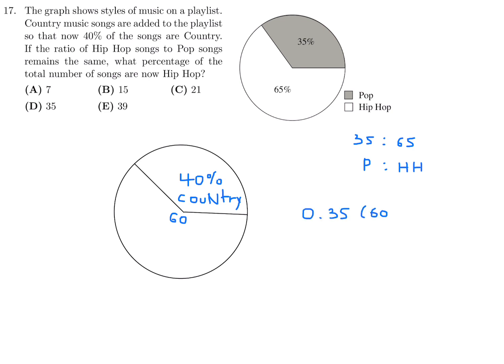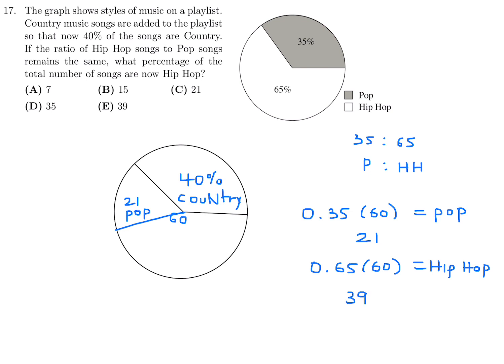35% times 60 will be pop. And 35% times 60 is 21. So 21% is going to be the pop music, so approximately this chunk here. And then the remaining chunk, that's going to be 0.65 times 60. That's your hip-hop. And 0.65 times 60 is 39. So that's going to be over here. This is 39, that's hip-hop.